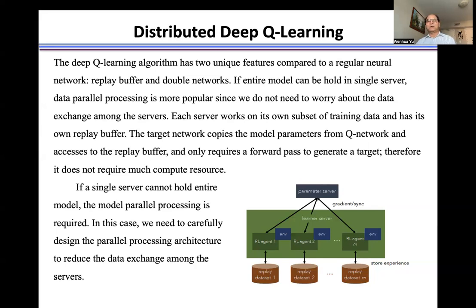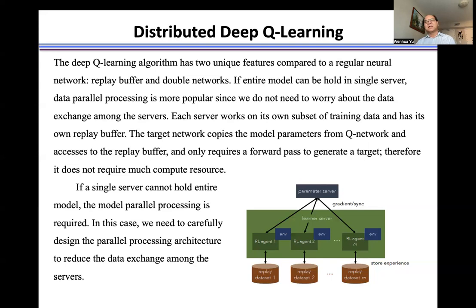They have a huge model. They cannot use one single server to hold the whole model. So they have to use the model parallel processing method to split the model into many small pieces to speed up the simulation. However, in most applications and research, we just use data parallel processing. It's much easier. Like we mentioned, we only need the exchange between the parameter server and the model server. We only exchange the model parameters and the gradient.